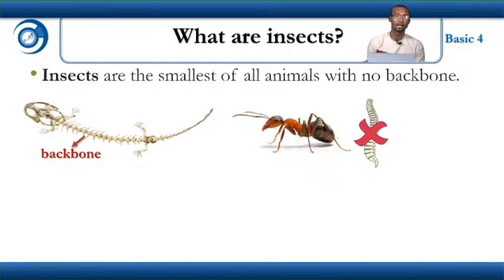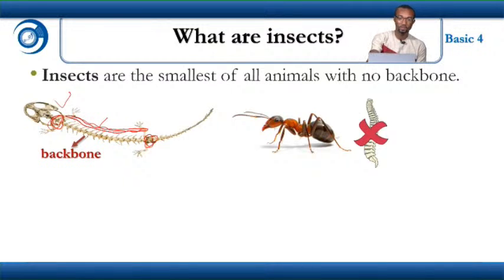If you look at the pictures on the screen, you will see the skeleton of a lizard. And if you look at this lizard, you will see that there is a stretch of bone from the back of the neck to the tail. And this stretch of bone is what we call the backbone. And we are saying that insects are the smallest of all animals with no backbone.